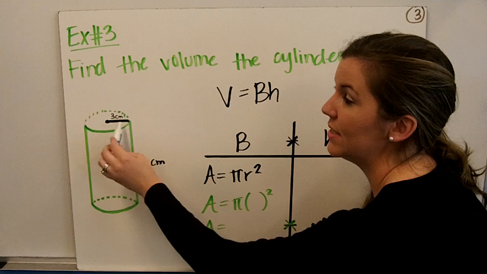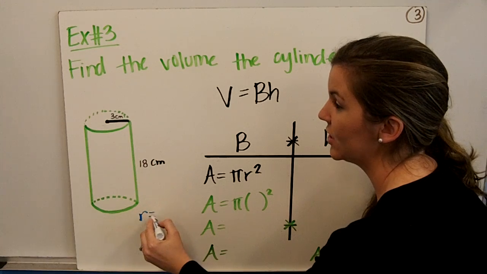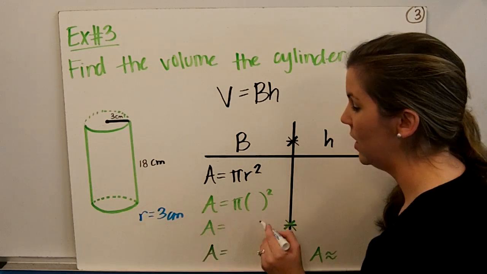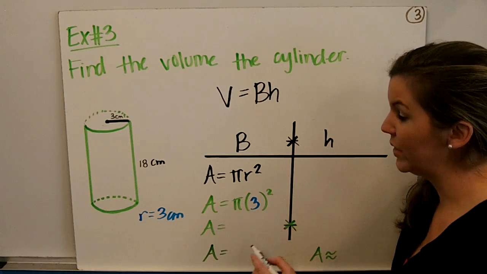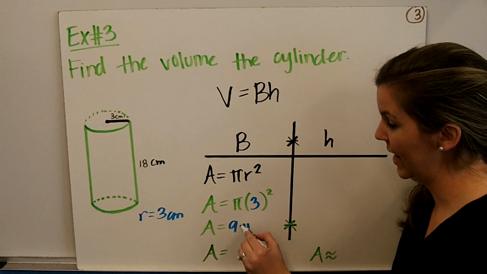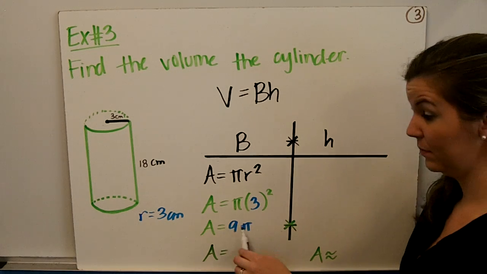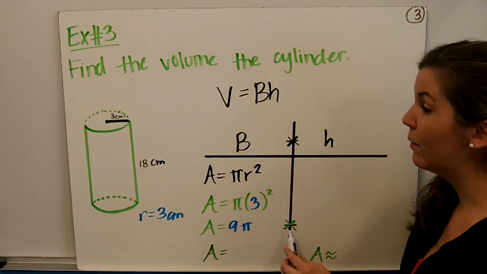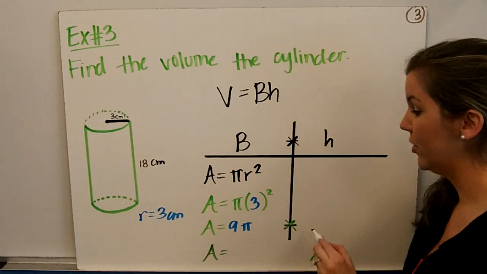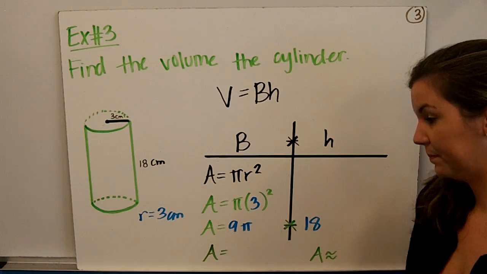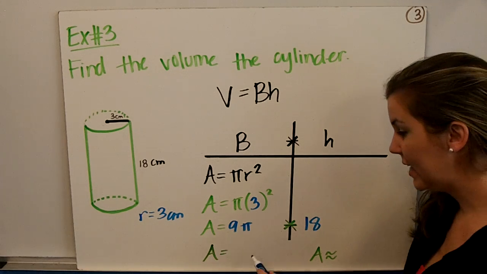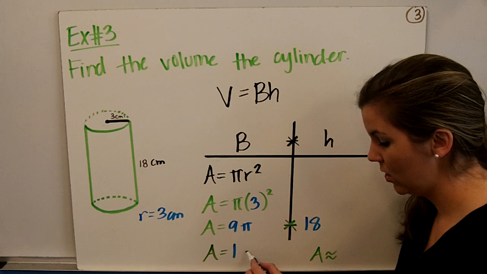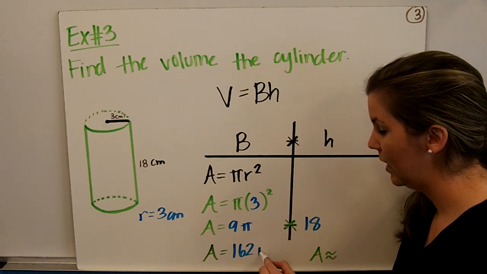We can look at this picture and see that the radius is 3 centimeters. So we plug in 3 where r is in the formula. 3 squared is 9. 9 pi. This is the area of the circle. Now we're going to multiply it by the height of the cylinder, which is 18. 9 pi times 18. Well, 9 times 18 is 162 pi.